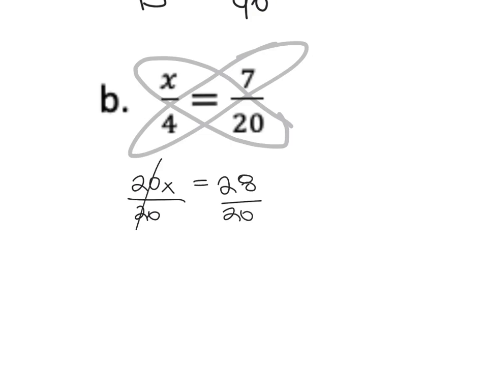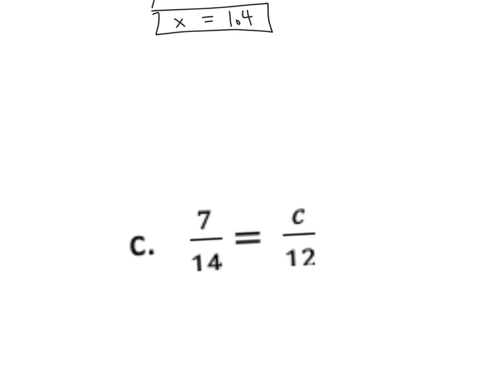Anything divided by itself is 1, so I have 1x on the left, or just x. And 28 divided by 20 is 1.4. So that's my answer. All right, so let's just try a couple more to make sure that we've got it.